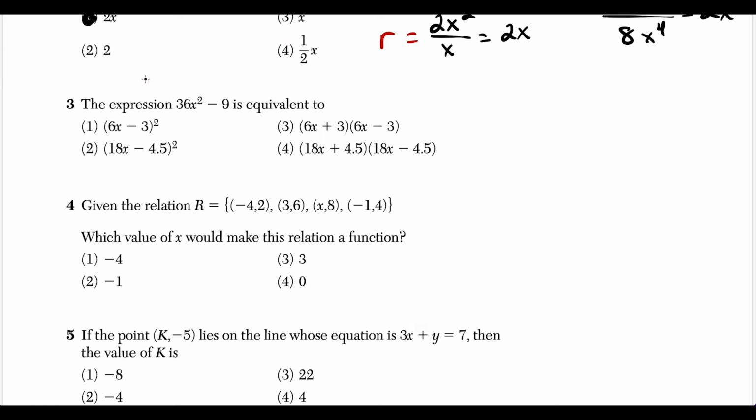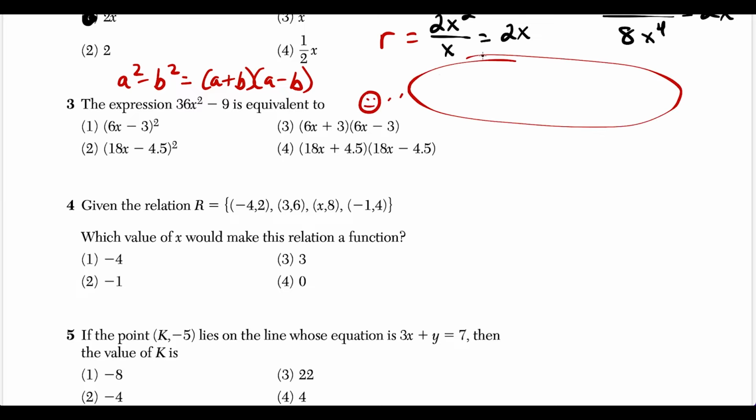For question 3, you should know this formula for the Regents. A squared minus b squared is a difference of two squares, and it factors very nicely to a plus b times a minus b. So when I do these questions, what I'm thinking of in my head is the square root of each term. For the interest of this Regents, we could just say the square root of 36x squared is 6x, and then the square root of 9 is equal to 3.